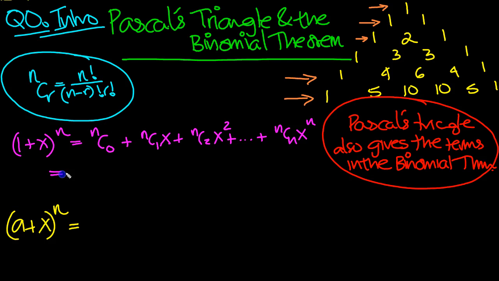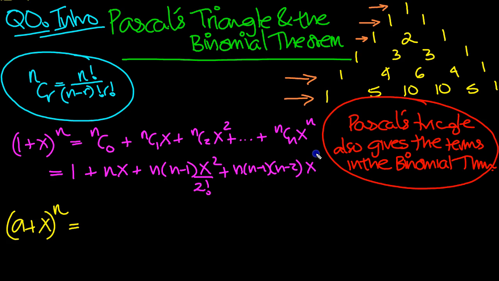More customarily, we write this out as 1 plus nx plus n(n minus 1) x squared over 2 factorial plus n(n minus 1)(n minus 2) x cubed over 3 factorial plus dot dot dot and so on. So that's what we use in practice. If you're told that the coefficient of the x squared term is 3 times the coefficient of x, you take the numbers involved here and the numbers there, write them down, what they equate to, and solve for n. So that's a typical question where you'd prefer to use this formula here.